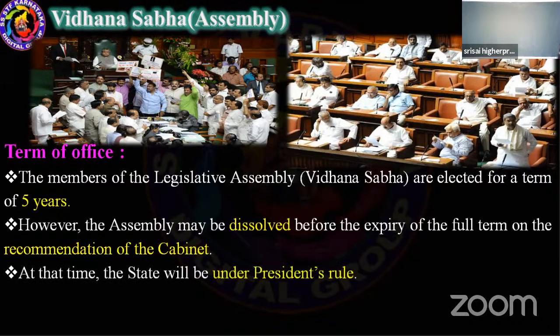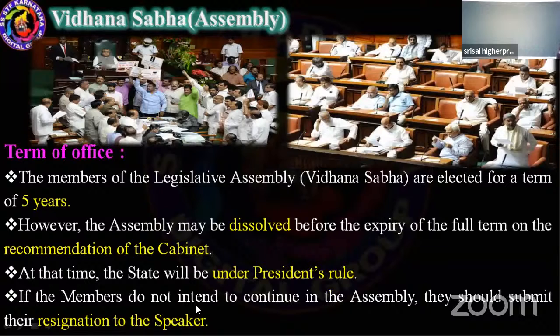At that time, the state will be under president's rule. During that situation, the state will be under the president's rule or governor's rule while the election is running. Or the governor can ask the present chief minister to carry on all the activities.